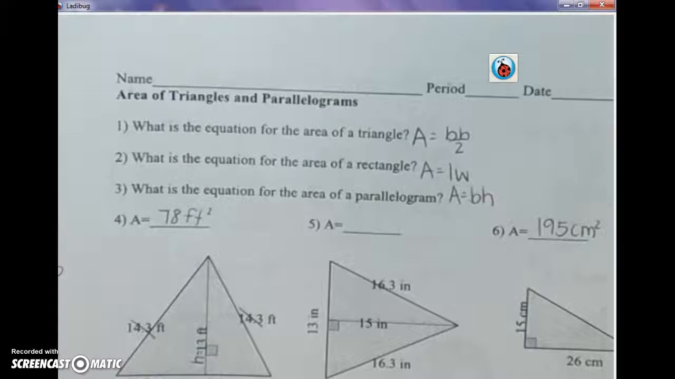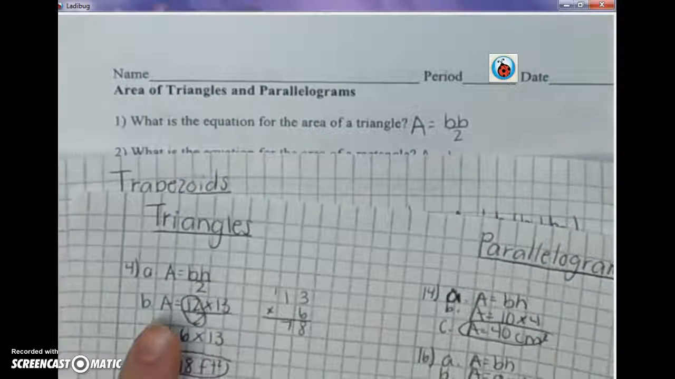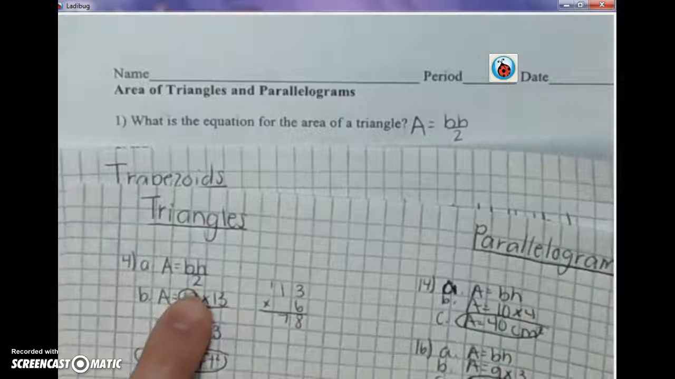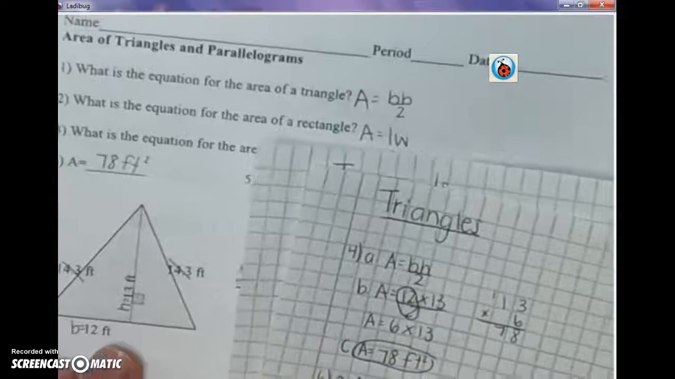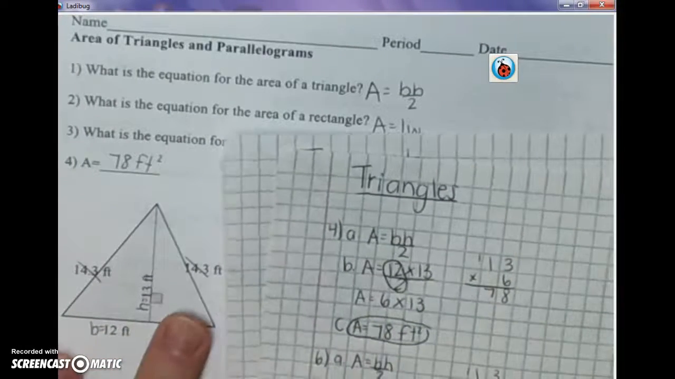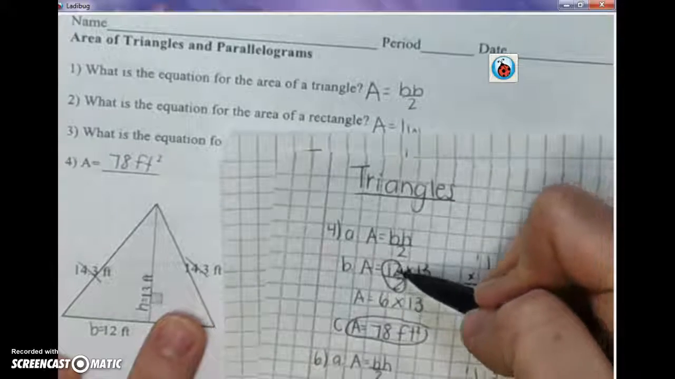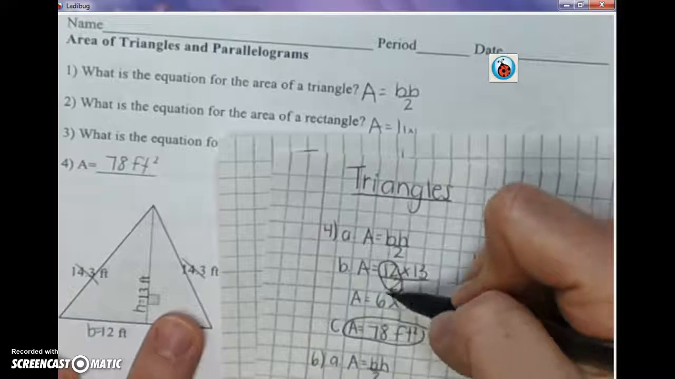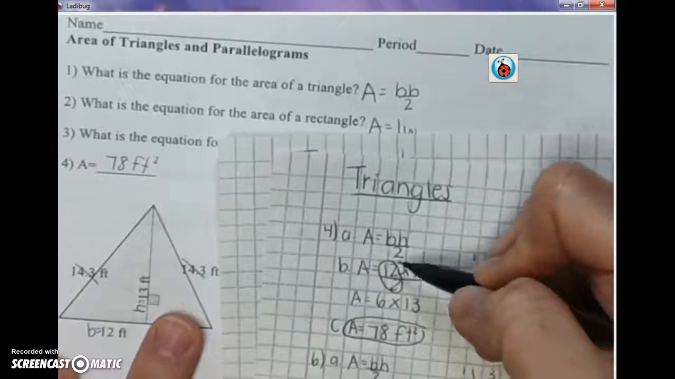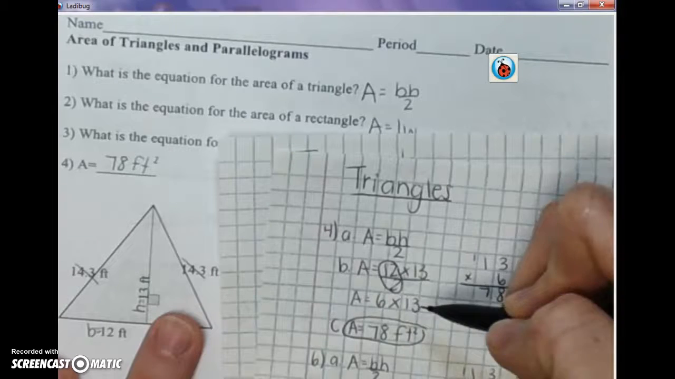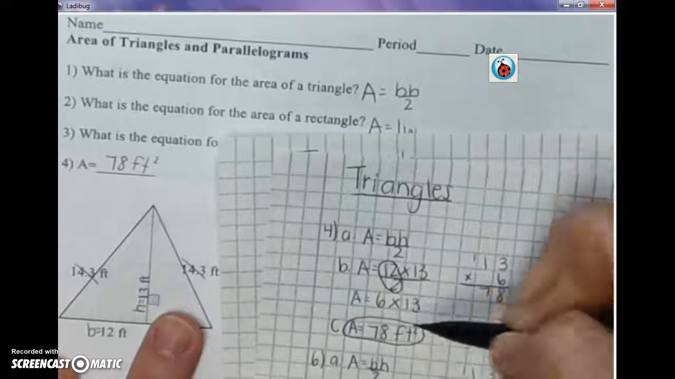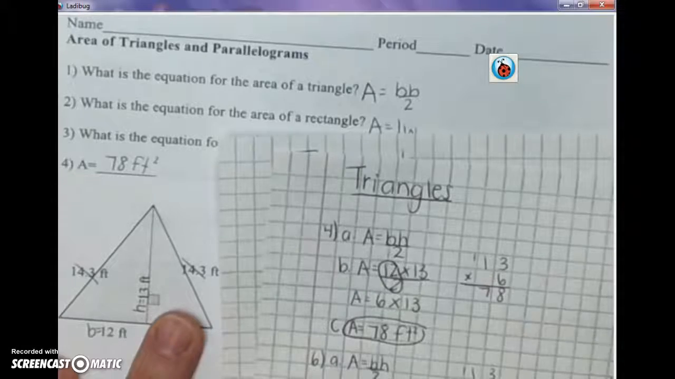For number 4, I did area equals base times height divided by 2. If we look at this triangle, we have 12 and 13. So I did 12 times 13 divided by 2. I decided to cross cancel, so I did 12 divided by 2, I got 6. And then 6 times 13, I got 78 feet squared.